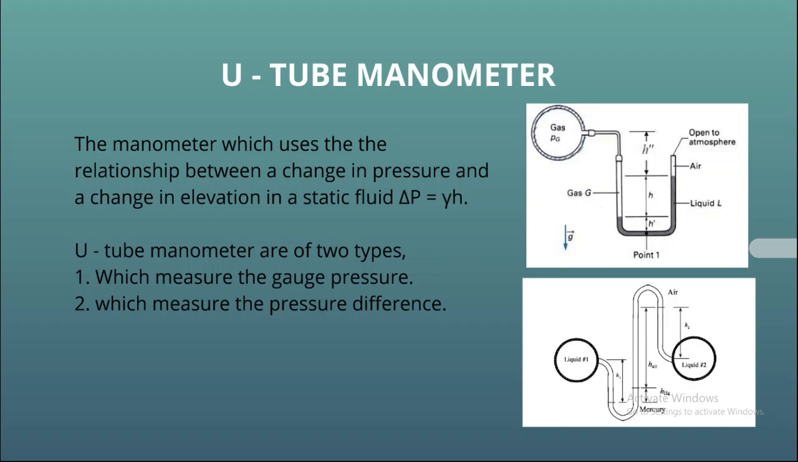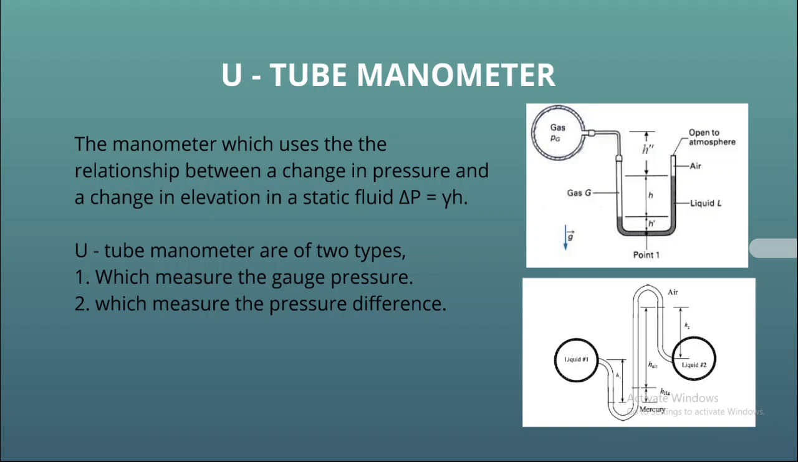So what is the reason for this particular purpose? It's one end open to the atmosphere. If you want to calculate the differential pressure value, you connect both ends with the process parts. So it will give you the difference between those two particular parts of the process. Okay, so that's it.